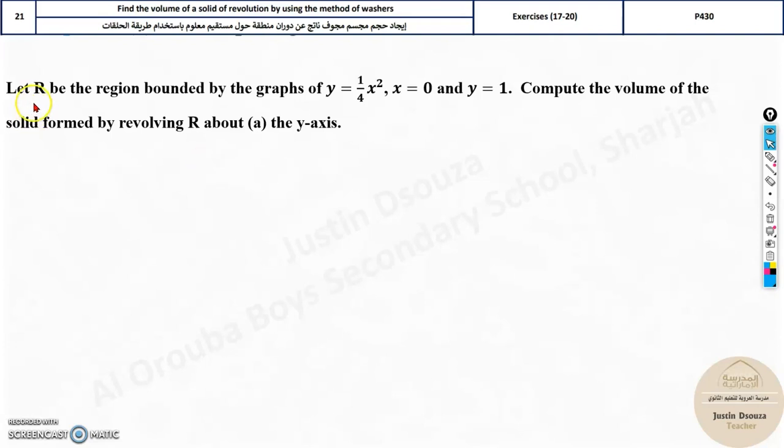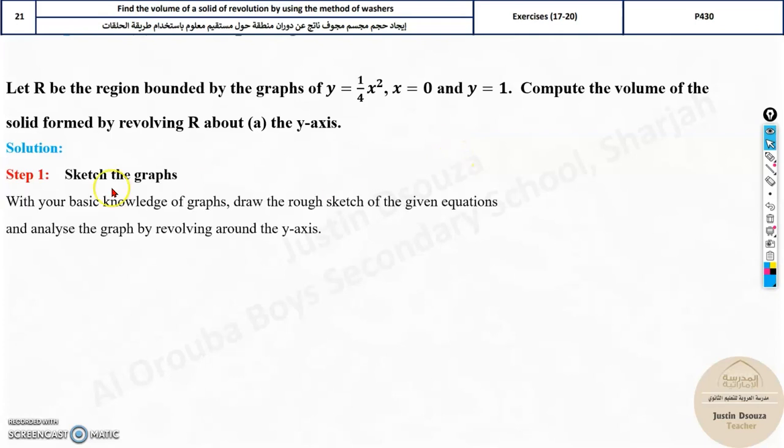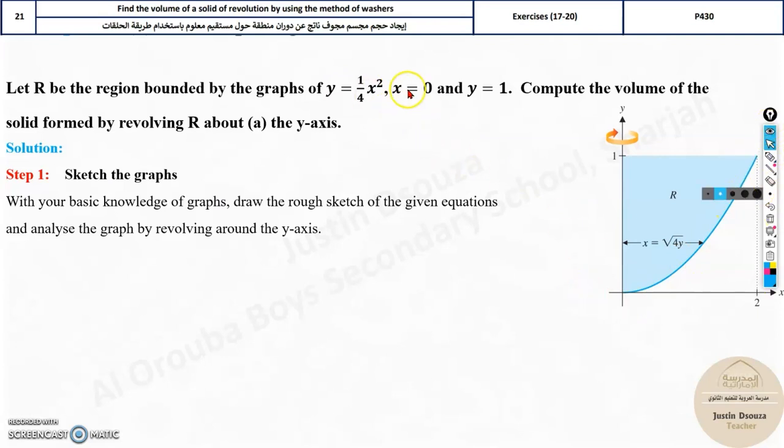Anyways, see, let R be the region bounded by the graphs y equals 1/4 x squared, x equals 0, y equals 1. Compute the volume of the solid formed by revolving R about the y-axis. So first let's draw this. Let's sketch the basic graph. It's given as a quarter x squared, so it will be a parabola. Okay, x equals 0 and y is equal to 1. Okay, fine. Now this is the graph. They're revolving around the y-axis. What happens if you revolve around the y-axis? It just becomes like this.